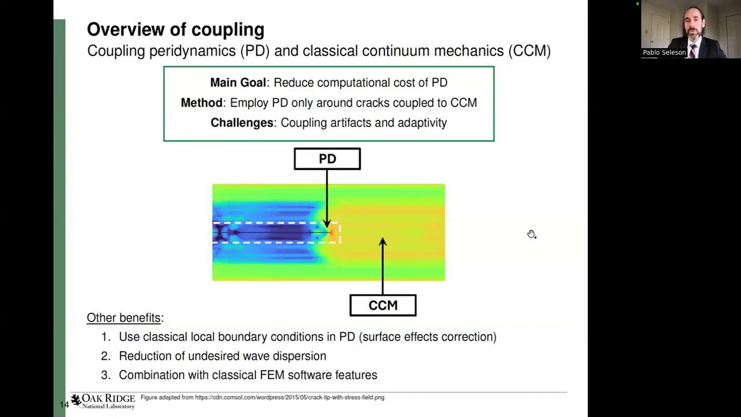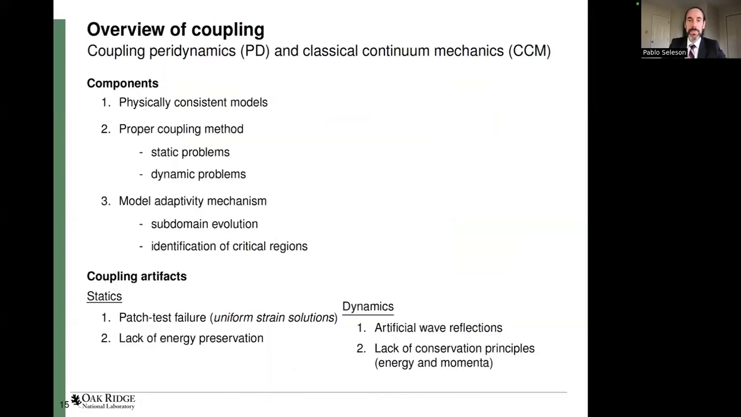Now, the challenges are going to be dealing with coupling artifacts and with adaptivity, because as the cracks develop, we need to expand the domain of the Peridynamic representation. Other benefits of doing couplings could be, one, using classical local boundary conditions in Peridynamics, so we don't need to employ surface effect corrections that normally appear because of the non-locality. We can reduce undesired wave dispersion and be able to combine Peridynamics software with classical finite element software features. So let's go over the components for a proper coupling between Peridynamics and classical continuum mechanics.